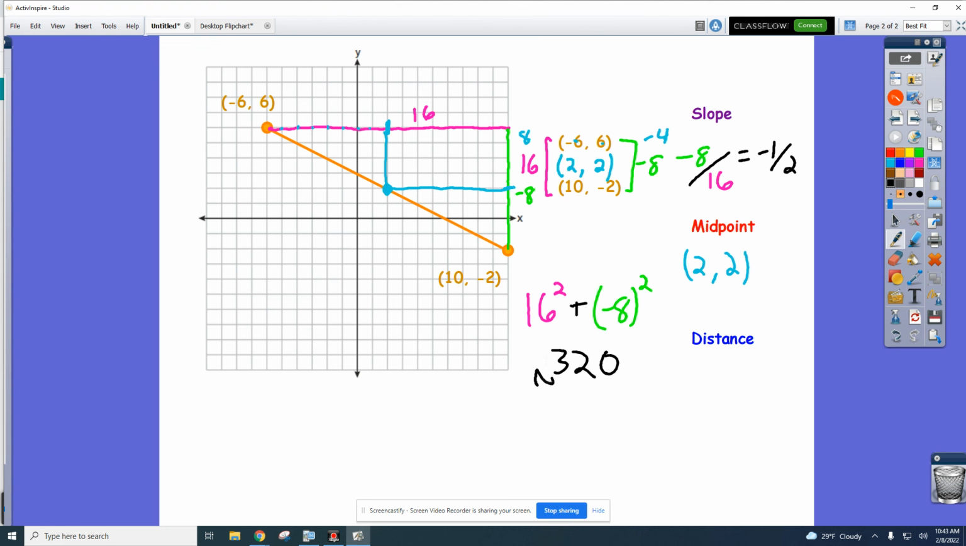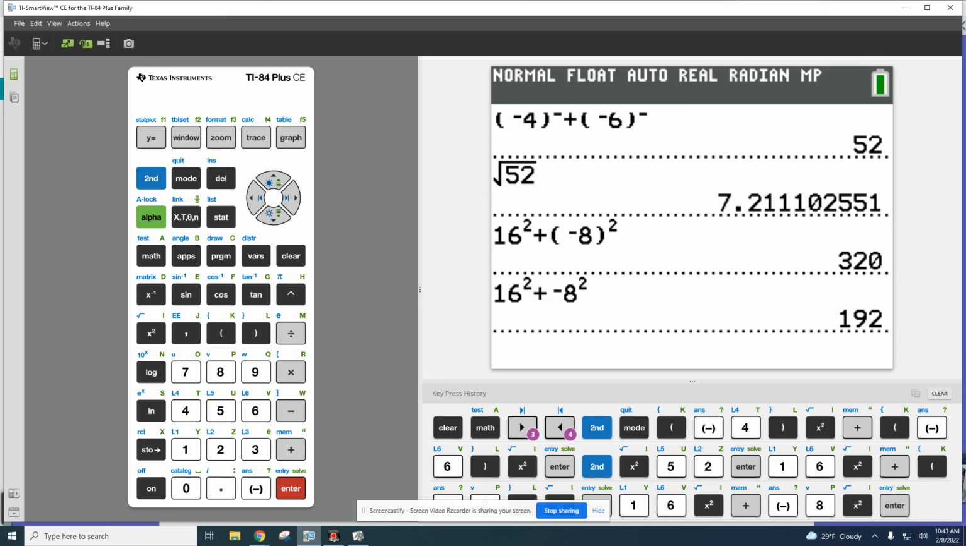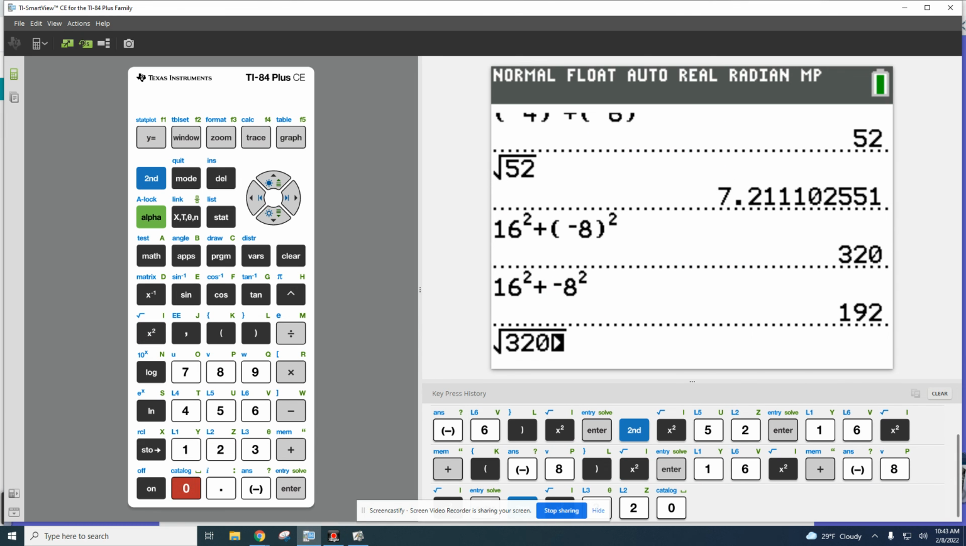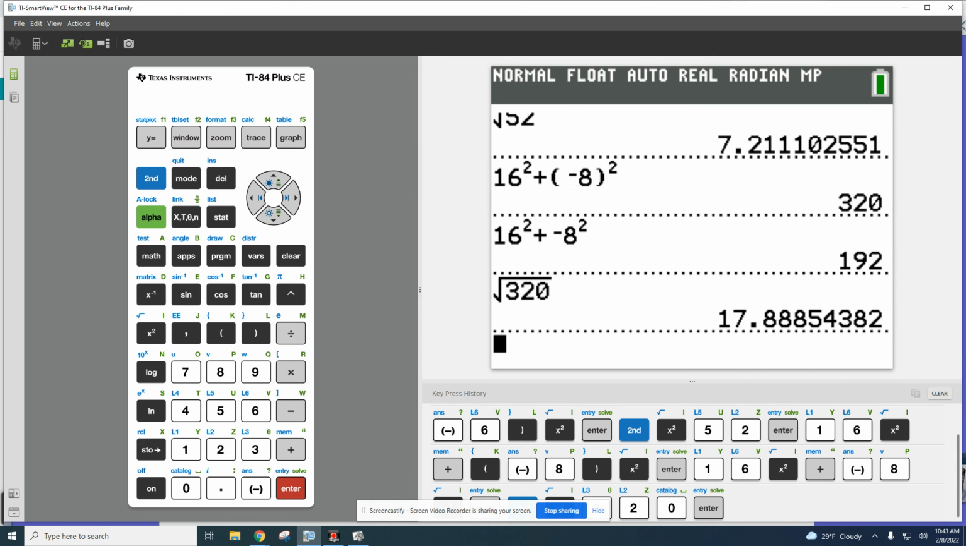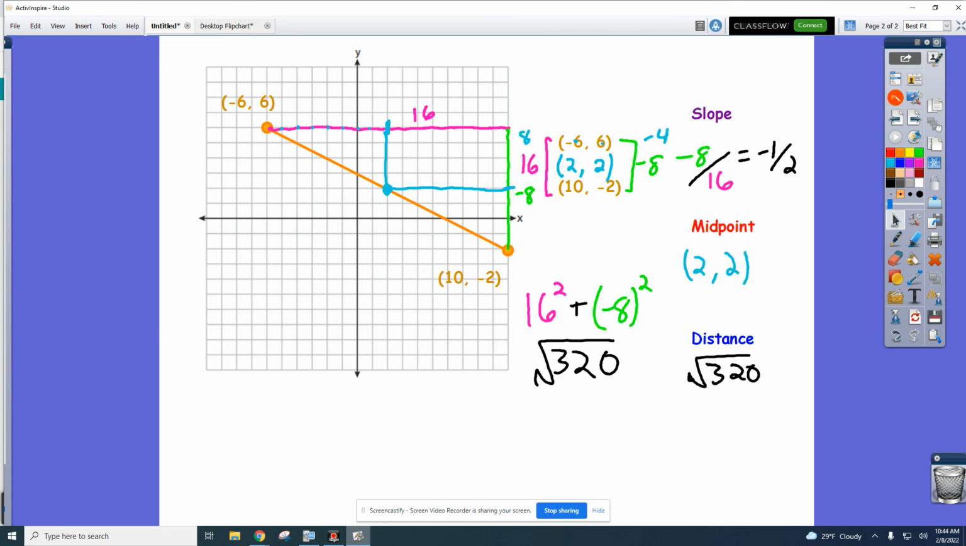And then we take the square root of that to get the distance. So you could leave it the square root of 320. You could find the simplest radical form, or in real life, you'd probably just get a decimal distance, 17.89. Okay, and that's the length of that orange line, 17.89 units, however long those things are. So that's kind of the background of what's going on when we do all these calculations on the actual grid itself.